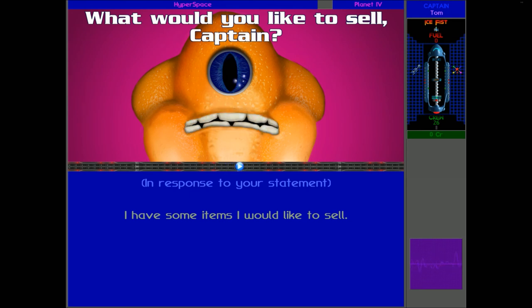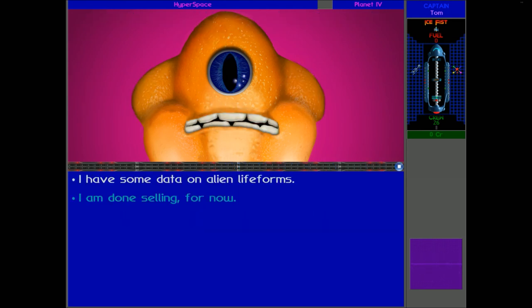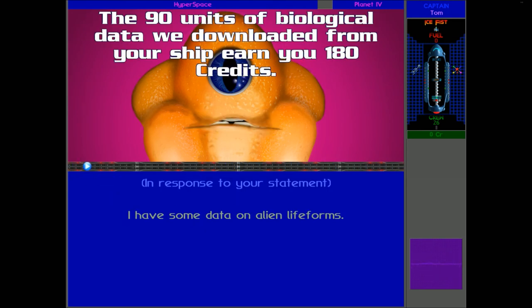What would you like to sell, Captain? I have some data on alien lifeforms, Greenish. The 19 units of biological data we downloaded from your ship earn you 118 credits.